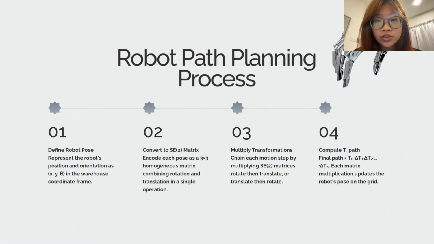Multiply transformations. Chain each motion step by multiplying SE(2) matrices. Rotate then translate, or translate then rotate. Compute T-path. Final path equals T0, delta T1, delta T2, delta Tn. Each matrix multiplication updates the robot's pose on the grid.